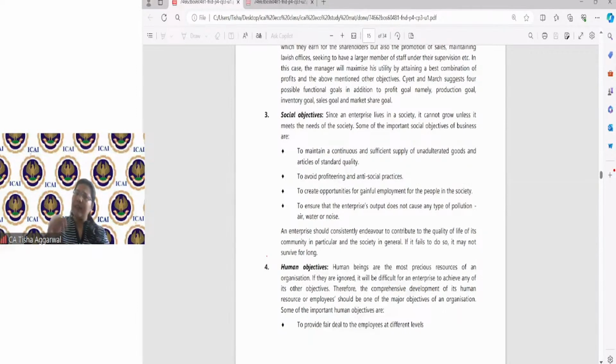Also, you are taking so much from the society. Why are you giving pollution of air, water, noise, etc. to the society? So the social objective says you have to take care that the quality of life is also good. The quality of society at large is very good. Okay.